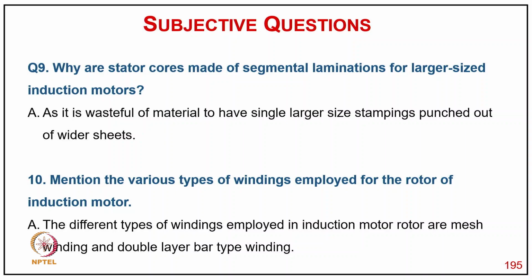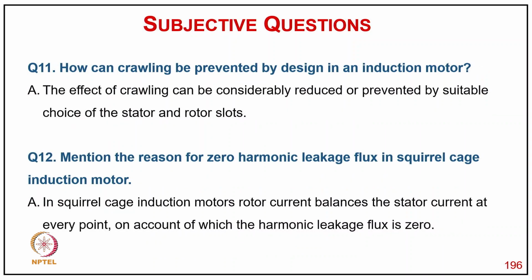Mention the various types of winding employed in the rotor. The different types of winding in an induction motor rotor are mesh winding or double layer bar winding. How can crawling be prevented? The effect of crawling can be reduced by a suitable choice of the number of slots.